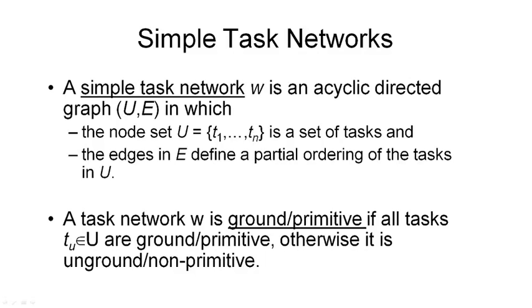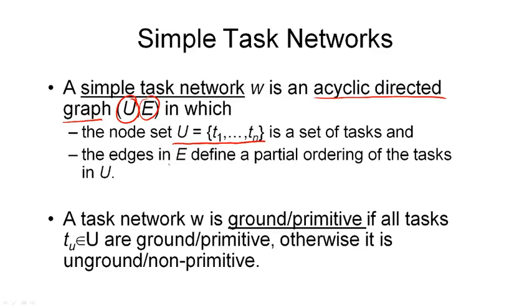The next thing we can do then is to group the tasks we have just defined into simple task networks. And such a task network is really just an acyclic directed graph. This graph consists of some nodes denoted by the set U and some edges given by the set E. And the nodes in a task network are simply a set of tasks, T1 through Tn, where each of the elements in the set T1 through Tn is a task. So it's a syntactic expression of the form given a task symbol and some arguments, not just a task symbol.